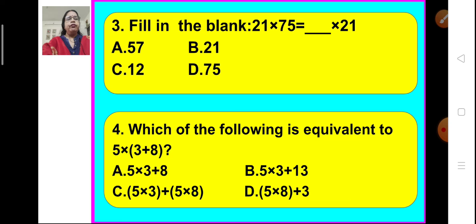Question number 4. Which of the following is equivalent to 5 into 3 plus 8? So 4 options are given. You have to check and find out which is the correct option.